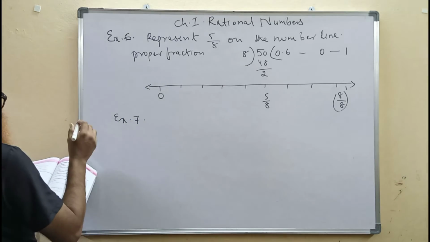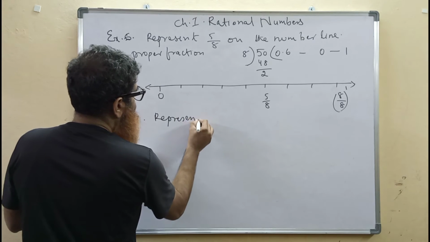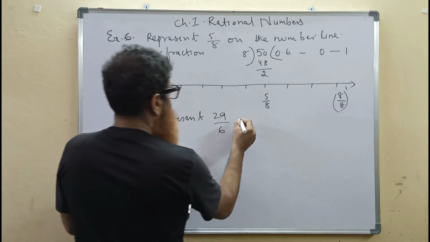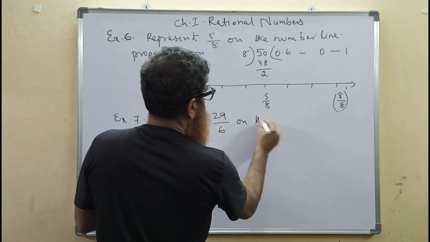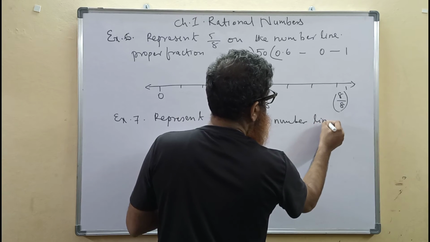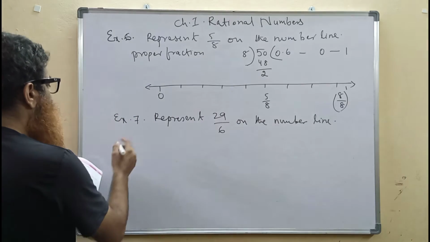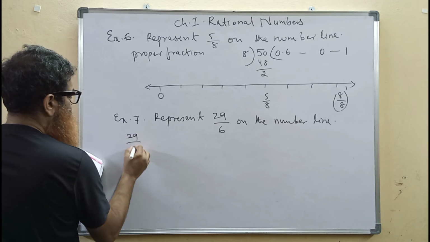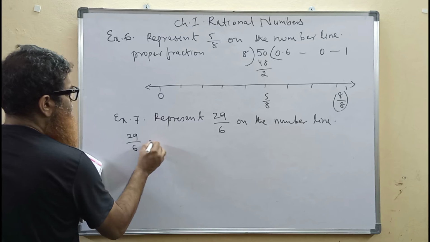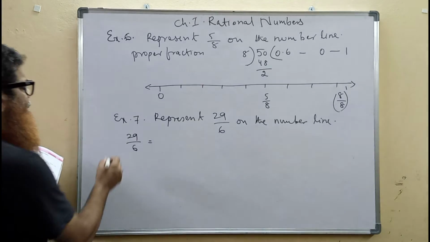Example 7. Represent 29 by 6 on the number line. 29 by 6, as you can see, is an improper fraction, as the denominator is smaller than the numerator.